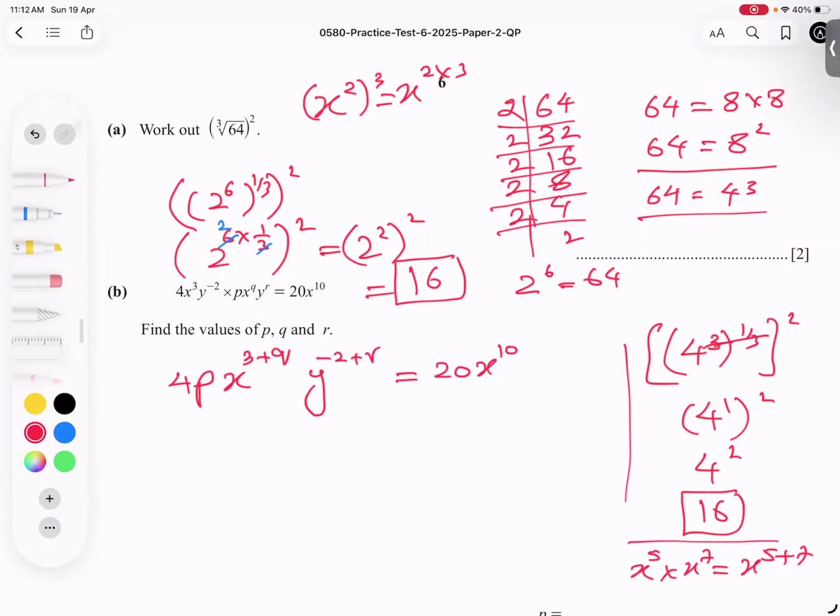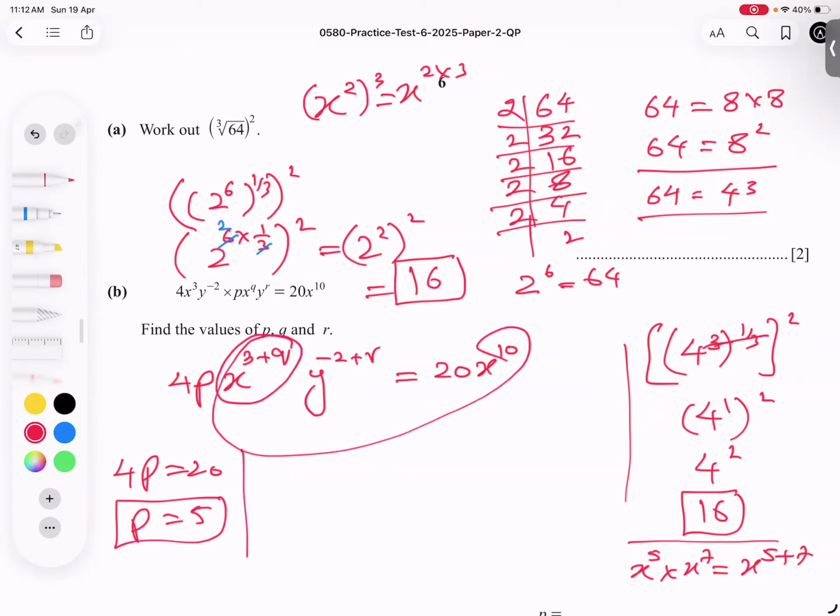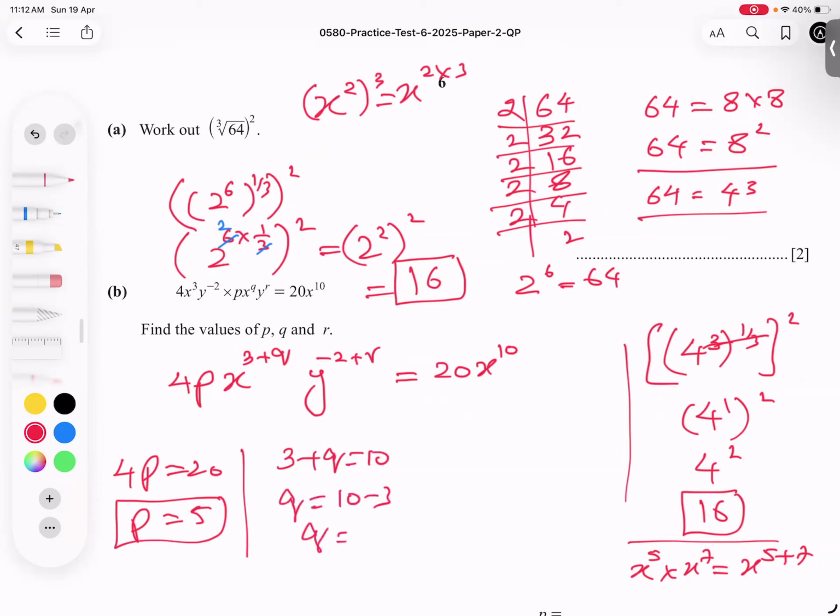Okay, what is the way to do it? Now let's have a look. So we can compare 4p by 20. So I'm writing here 4p is equal to 20. 4 divides, and I get 4 fives are 20. This is my answer. Now comparing the x powers. So the power 3 plus q here and 10. So 3 plus q is equal to 10, and 3 will go and subtract. So q is equal to 10 minus 3, and I got 7.